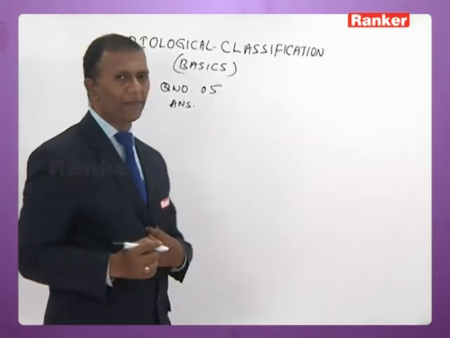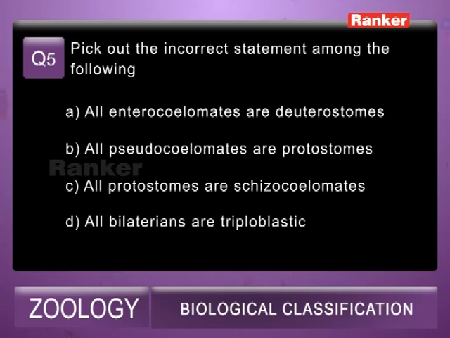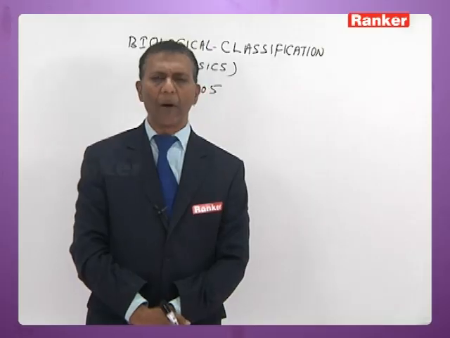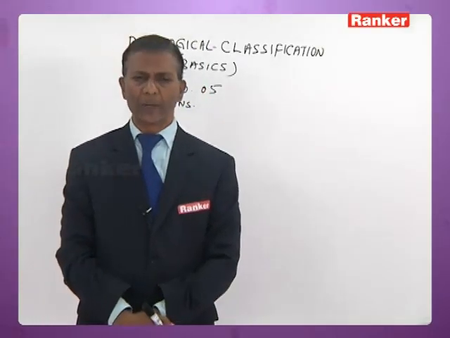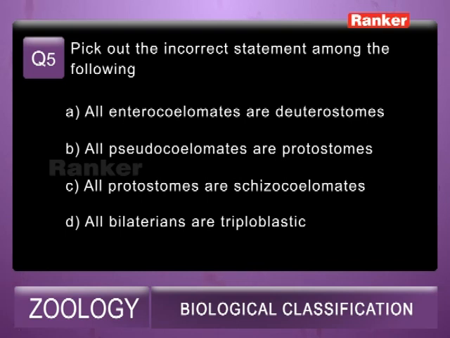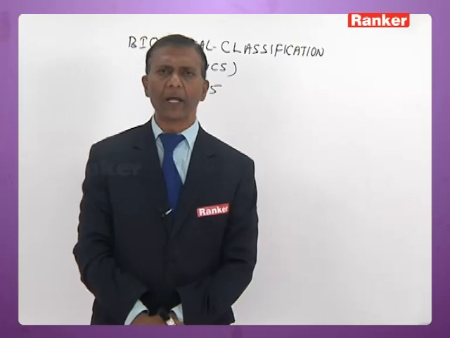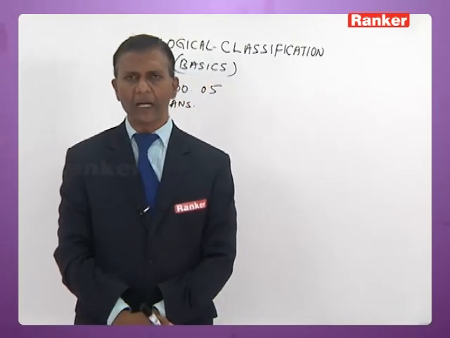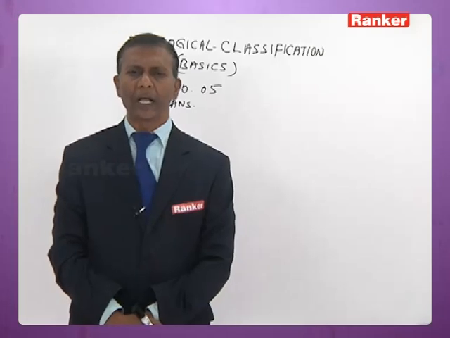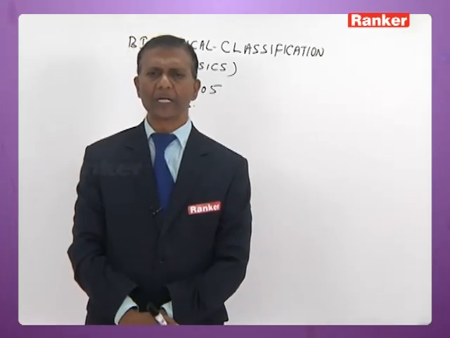Now question number 5: pick out the incorrect statement among the following. All enterocoelomates are deuterostomes. All pseudocoelomates are protostomes. All protostomes are schizocoelomates. All bilaterians are triploblastic. These are the four options. We analyze them one after the other. Option A: all enterocoelomates are deuterostomes. Enterocoelom is present in Echinodermata, Hemichordata and Chordata. All three of them are deuterostomes. So option A is correct.